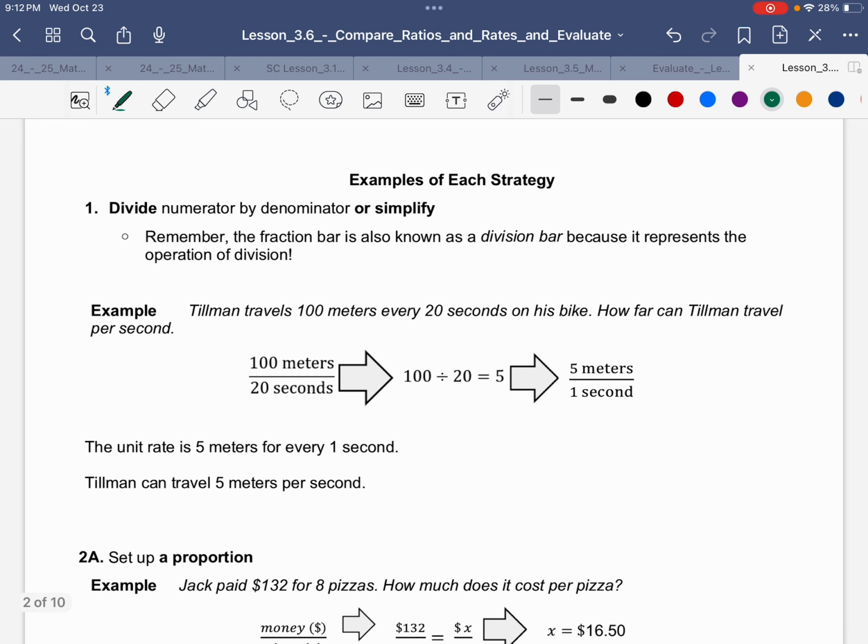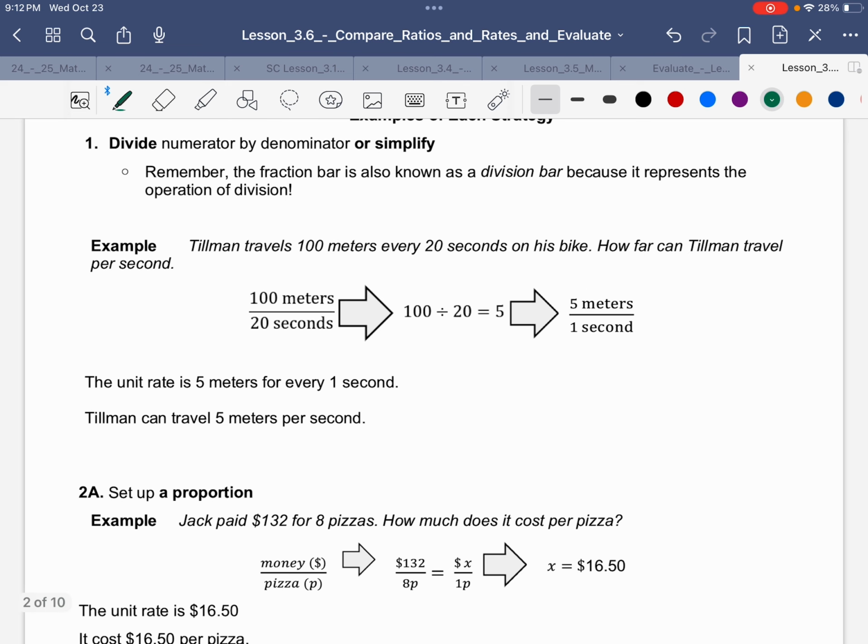So this is just an overview of each strategy. This one here: Tillman travels 100 meters every 20 seconds on his bike. How far did Tillman travel per second? So again, they just did the division here, right? 100 divided by 20 equals 5. So 5 meters per second, okay?